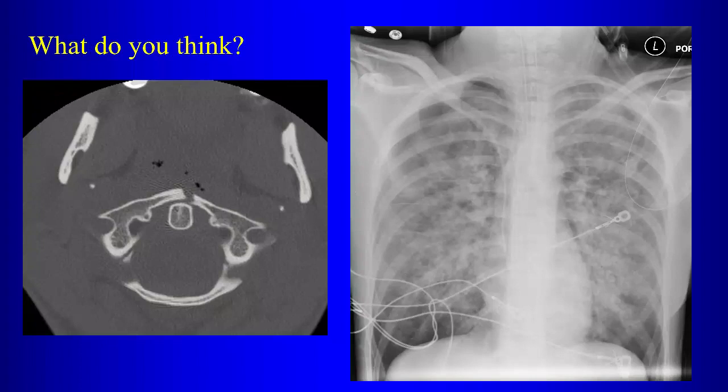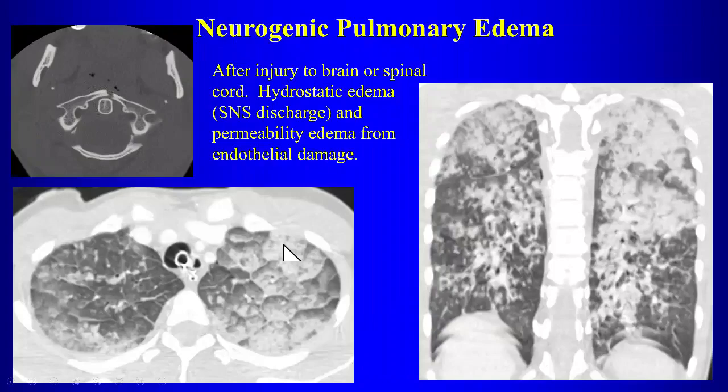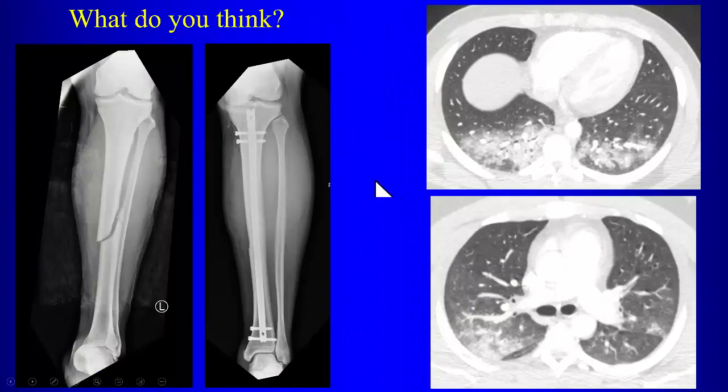Why do we call it neurogenic pulmonary edema? It's associated with what? Injury to the spinal cord? Exactly, CNS injury, injury to the central nervous system. So it can be injury to the spinal cord or the brain. Severe injury to the brain can give you neurogenic pulmonary edema. So acute injury to the brain or spinal cord can result in intense sympathetic nerve discharge that results in hydrostatic edema. So neurogenic pulmonary edema. Okay.